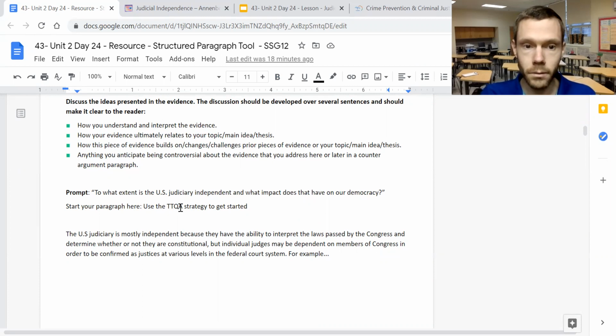So my recommendation, and I've said this to my students all the time, is to start your paragraph using the turn that question around strategy. So if we're thinking about this question, to what extent is the US judiciary independent, right? And what impact does that have on our democracy? We can think about how to phrase these things.